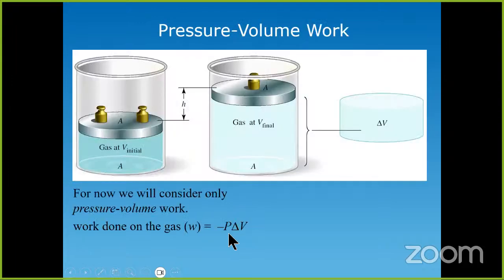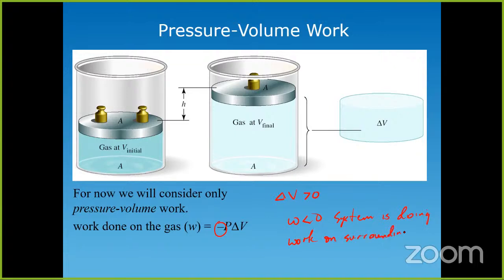So basically, in this particular case, going from here to here, delta V will be positive because the final volume would be greater than the initial volume. So let me just put here, in this particular case, delta V is positive, right? And if delta V is positive, that means that W will be negative because of this negative sign right here. And the fact that W is negative, that means that the system is doing work on the surroundings.